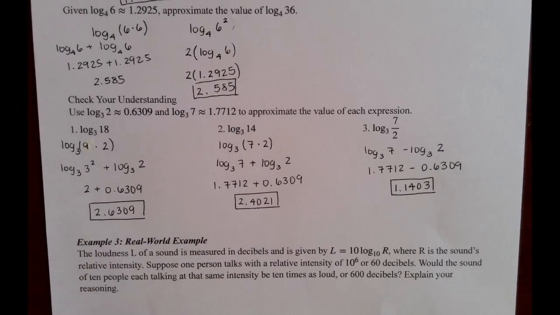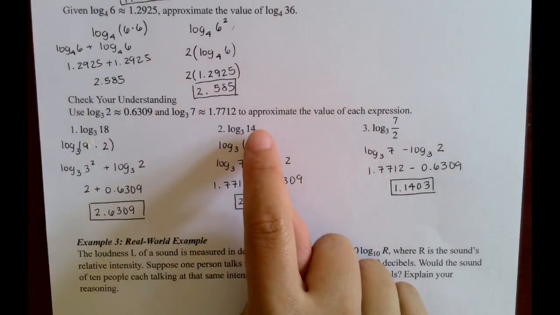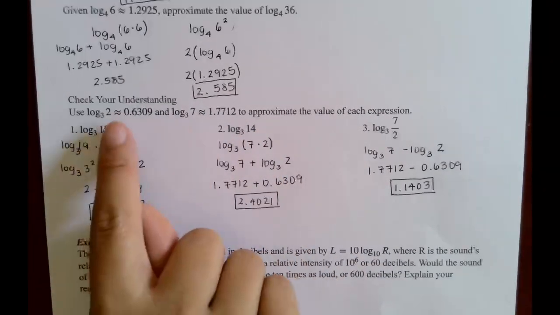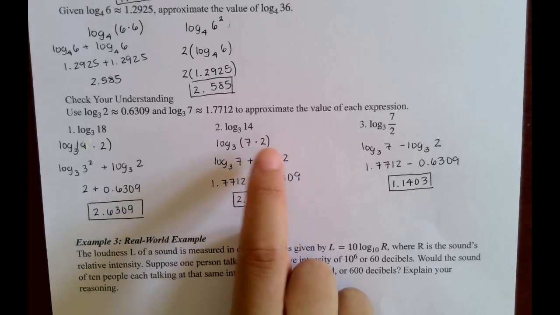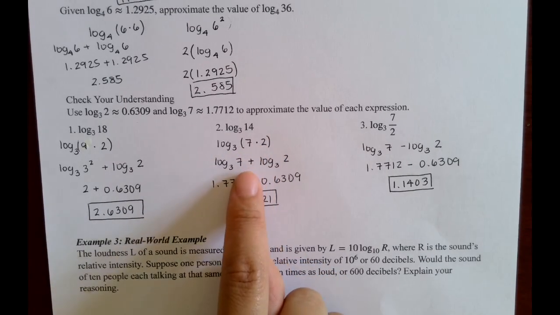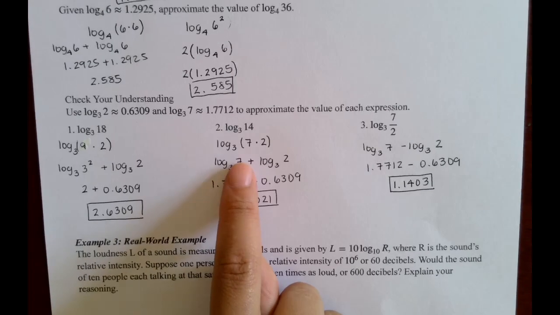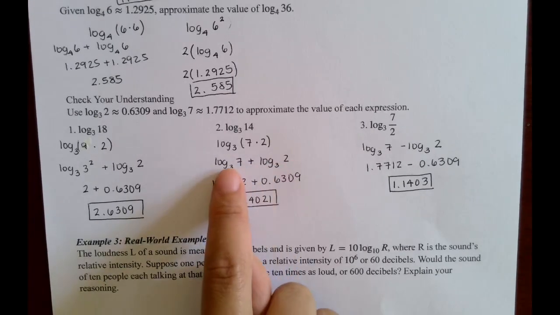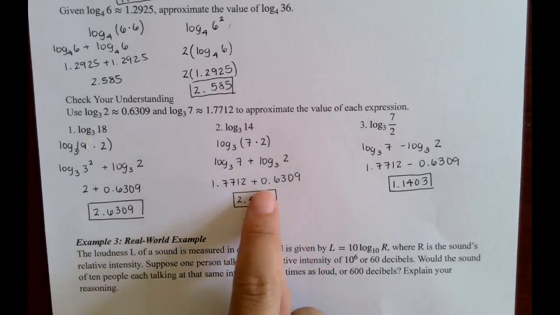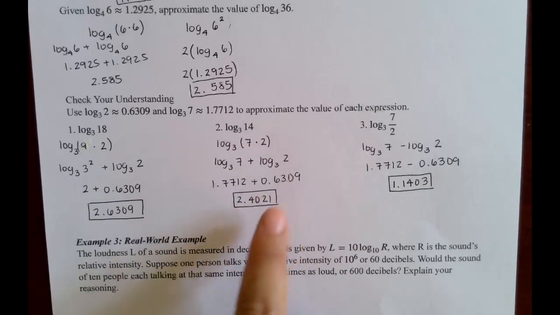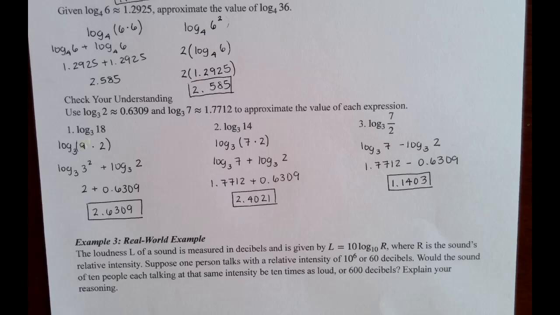Right? For number 2, log base 3 of 14, I can rewrite 14 in terms of 7 and 2 as 7 times 2. Right? So here, since this is the product property, it's going to be separated with addition. So log base 3 of 7 plus log base 3 of 2. This is 1.7712, right? And this is 0.6309. Add the two together, that gives me 2.402.